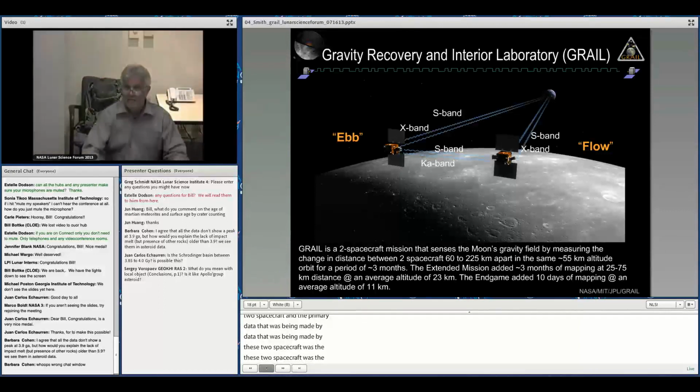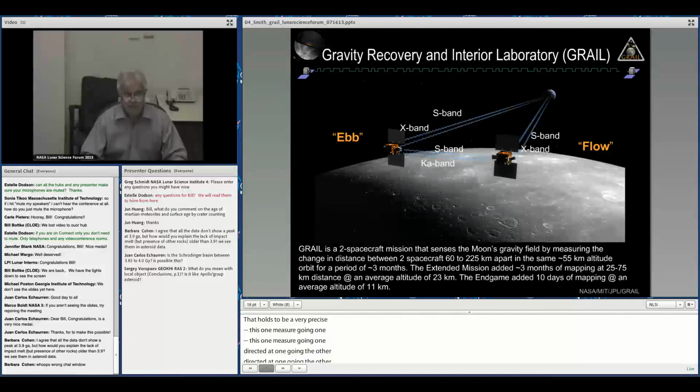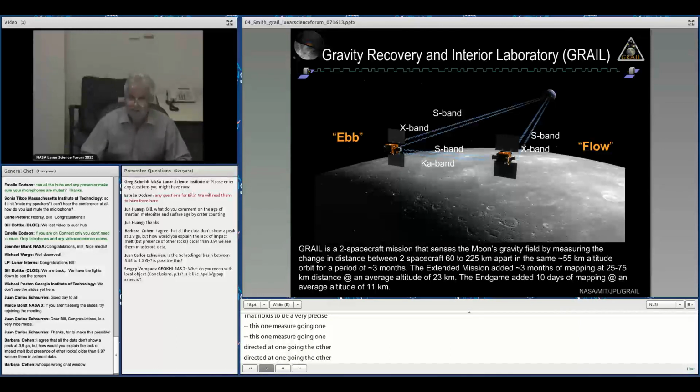Now, that Ka band happens to be a very precise measurement of the distance between the spacecraft, and there's one measurement going in one direction and one going in the other direction, from which we can derive the range rate, and from the range rate the acceleration, etc., till eventually you get the gravitational acceleration. And so this is the method.